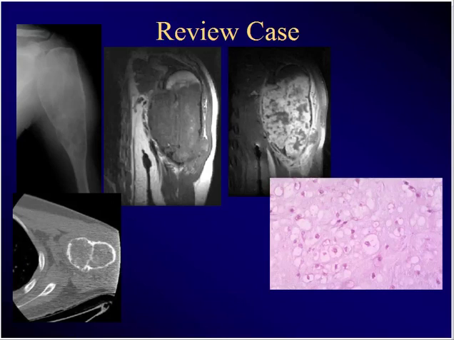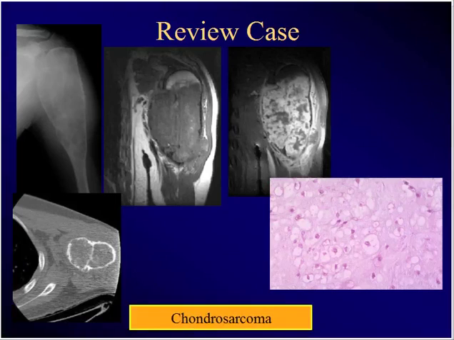A 62-year-old, horrible shoulder pain, minimal shoulder motion, mild neurologic symptoms in the hand, with these imaging studies, plain film, CT, MR, and this histopath. What's the diagnosis? Is this a lesion of bone or soft tissue? It's bone. What does this look like? Does that look chondroid to you? Good. All right, good. Chondrosarcoma.